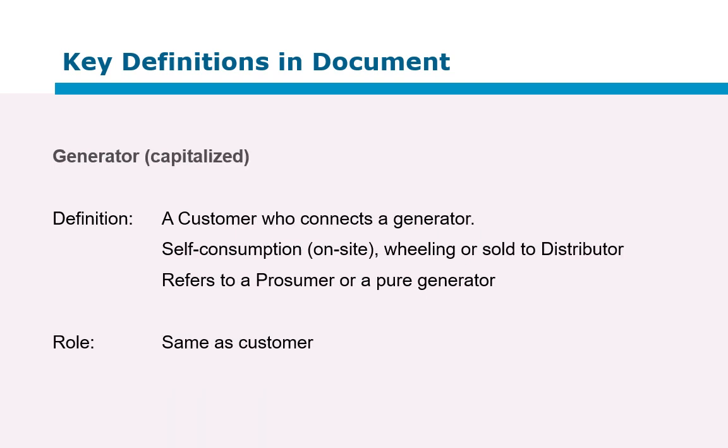Generator with a capital G is a customer who connects a unit or a group of units that generate electricity. The electricity may be consumed by a customer on-site, or wheeled to another customer elsewhere on the network, or sold directly to the distributor or Eskom. Generator may refer to a prosumer or a pure generator, i.e. one that only generates electricity for export. Their role is the same as a customer.